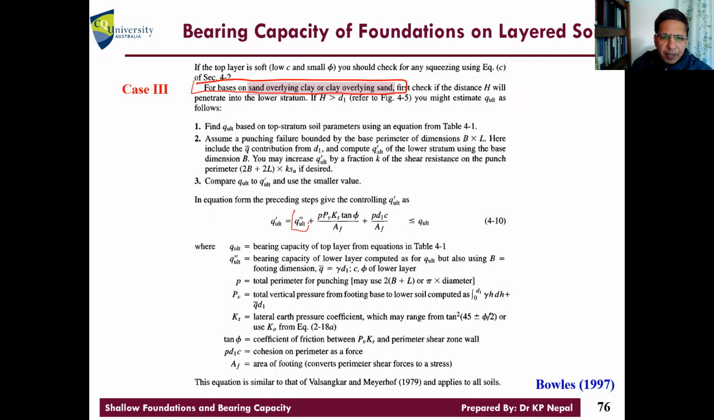But this is the one, right? Yeah, that's the one you are calculating, right? So what is the formula? So this is the one. The bearing capacity of the lower layer, Q ultimate, also using the B equal footing dimensions. That's the one, the lower layer.